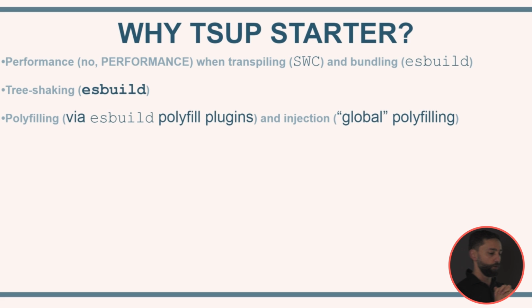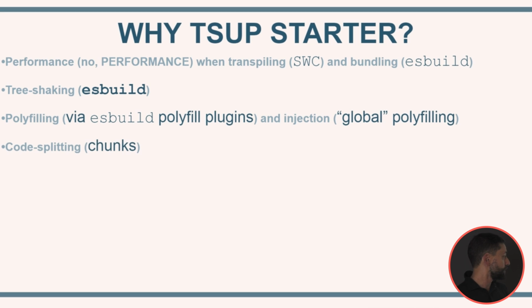Polyfilling. So we all struggled with Babel polyfills, right? So we need to polyfill stuff in Node.js when using Webpack. Again, esbuild has a lot of polyfill plugins that you can use, but they also have something called injection. So if you want to polyfill just one function and not the entire API, then you can just inject it once. So it's like a global polyfill. So you don't have to import this every time you want to use the polyfill.